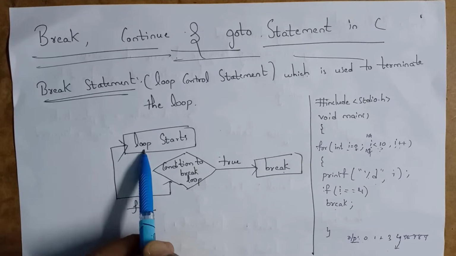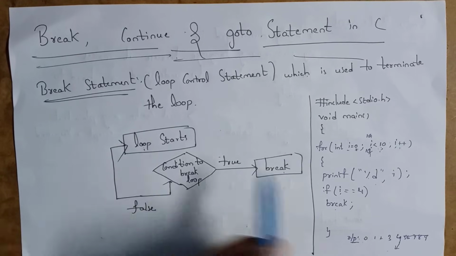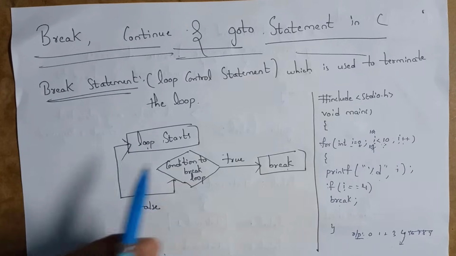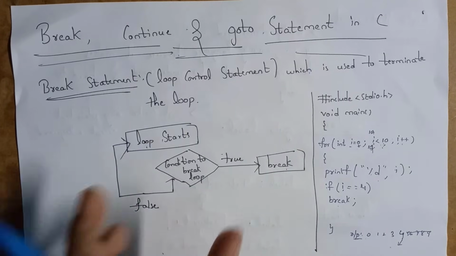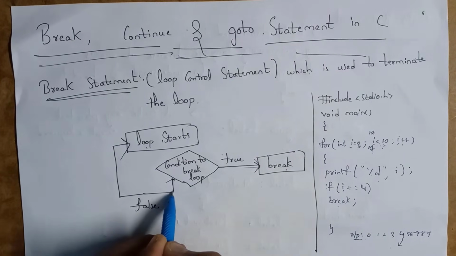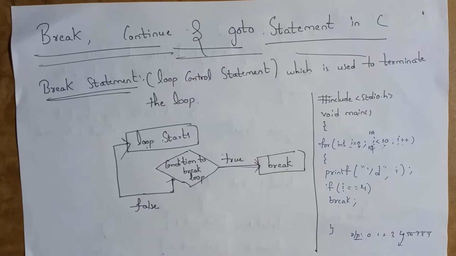I am starting a loop, and inside this loop I am writing a condition in order to break the loop, like if i equal to 4, break. So inside the for loop I am writing a condition to break the loop. If this condition is true, then it will break the loop, else if the condition is false, then it will continue this loop. This is the flowchart for the break statement.